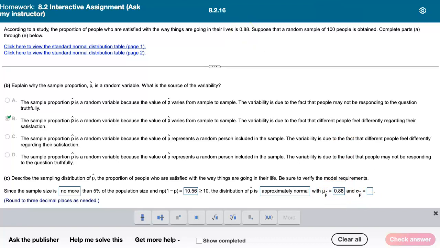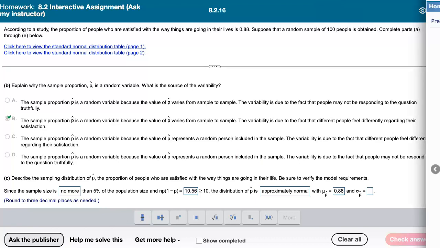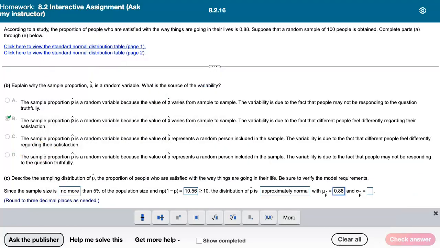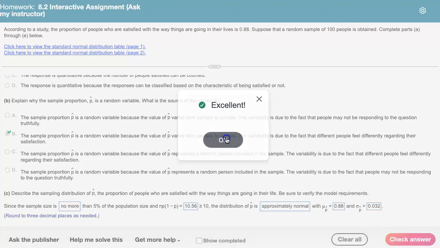Sigma of p hat will take some calculation. So I want to show real quick from this assignment, let me drag this over here, where I'm getting this information from. The standard deviation of the sampling distribution of p hat is sigma p hat equals the square root of p times 1 minus p all over n. So I now need to perform that calculation to get the standard deviation of the sampling distribution, and I get 0.032 when I do so.